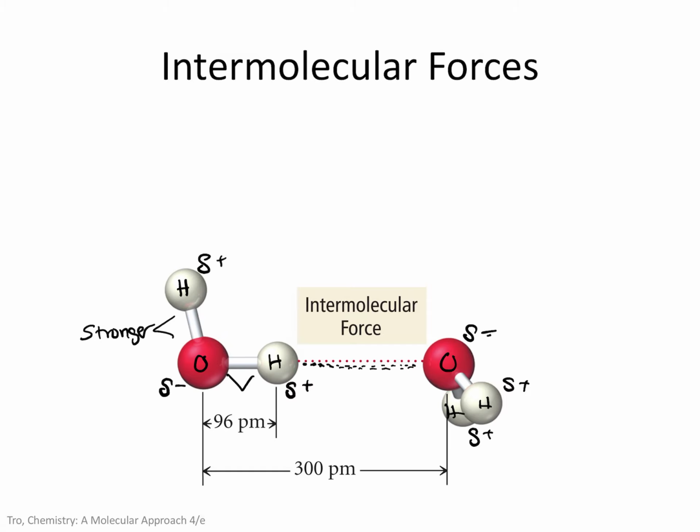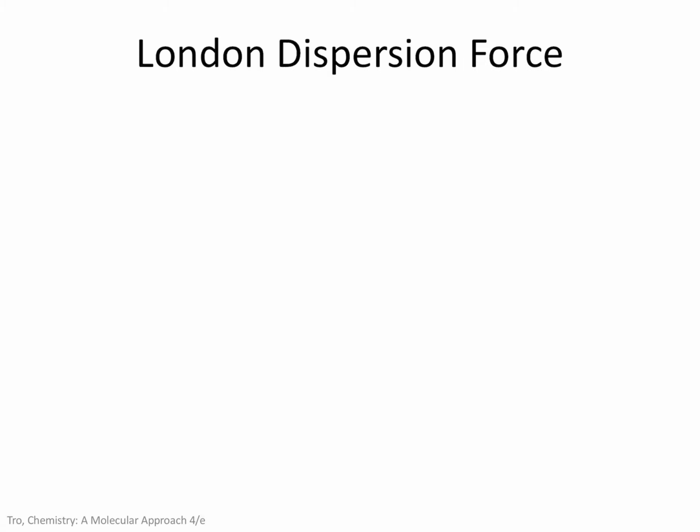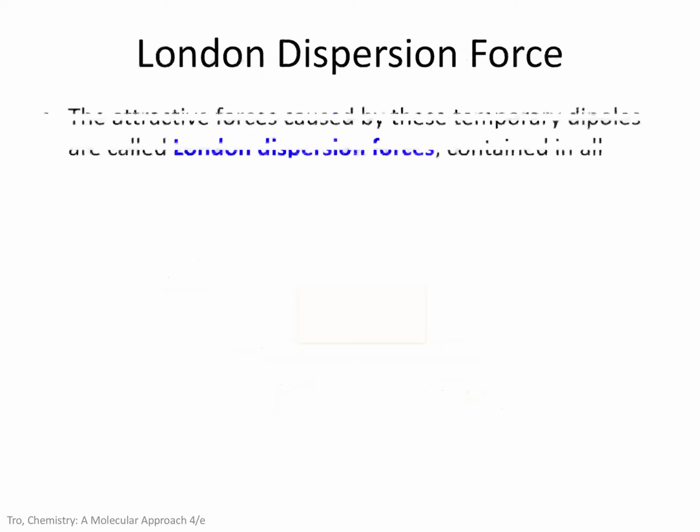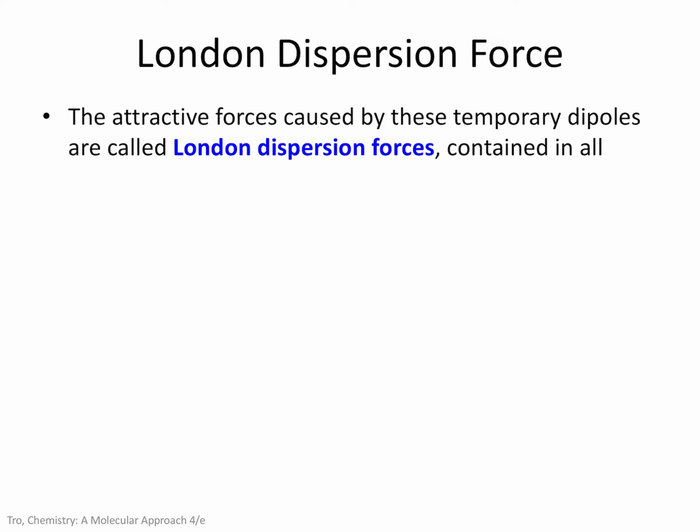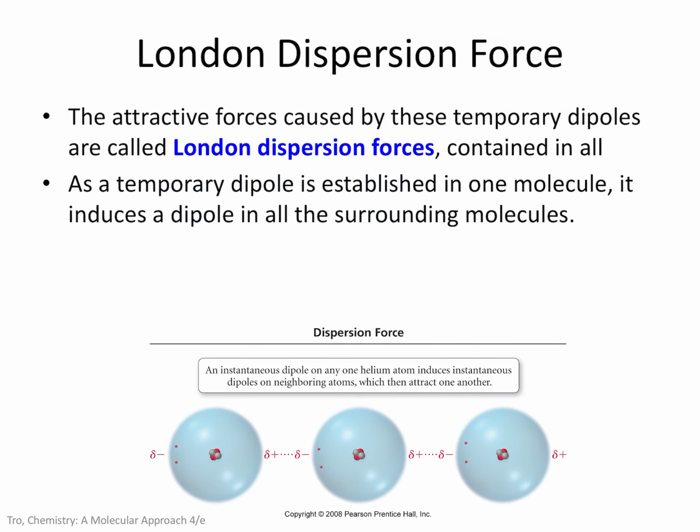Now we're going to start talking about the specific intermolecular forces that we have. The first one, which exists in basically all compounds and atoms, is London dispersion forces. The attractive forces caused by these temporary dipoles are called London dispersion forces. They're contained in all. Now, what is a temporary dipole? A temporary dipole is established in every single molecule because of the fluctuations in the electron distribution in atoms and molecules. What that means is we've discussed how an electron isn't just going to stay in one spot.